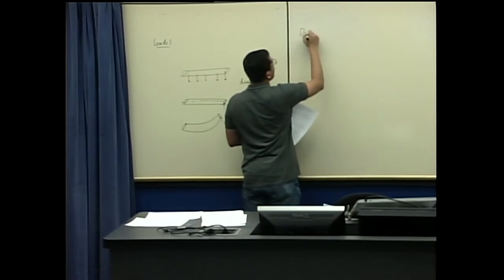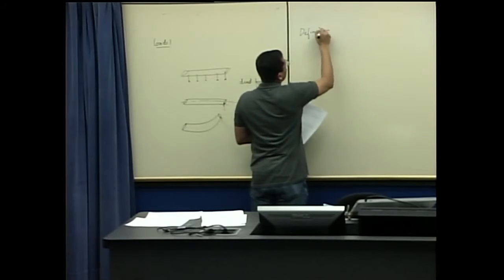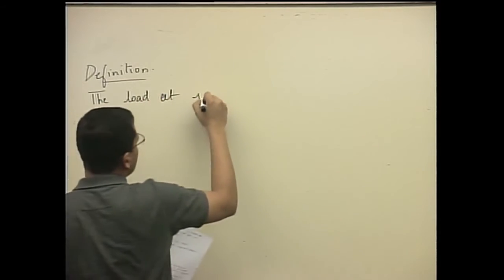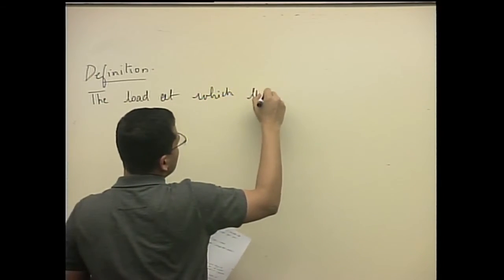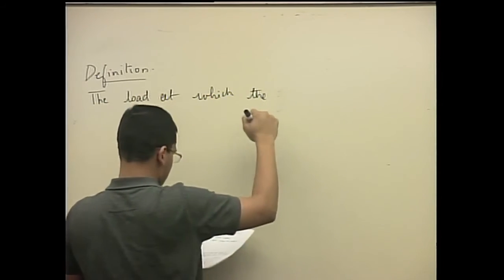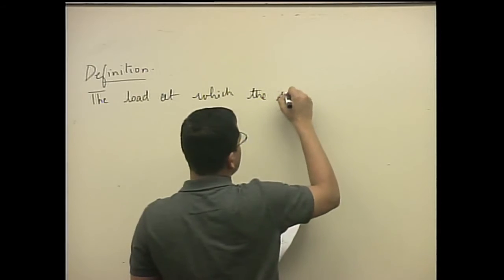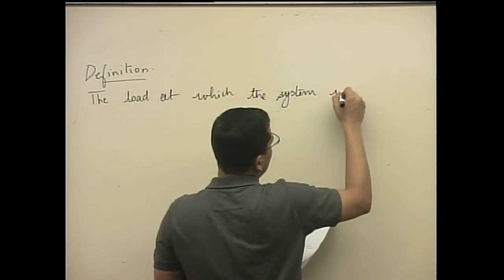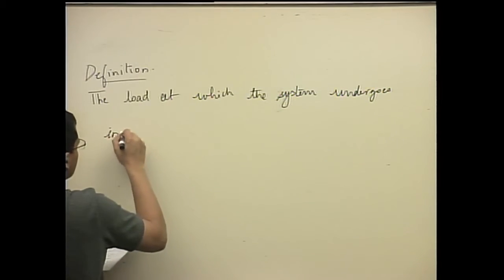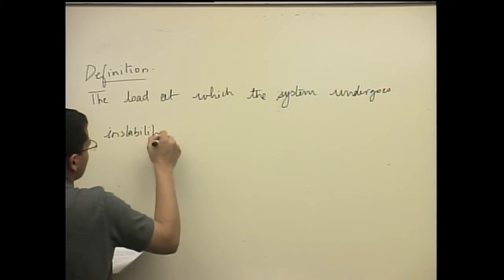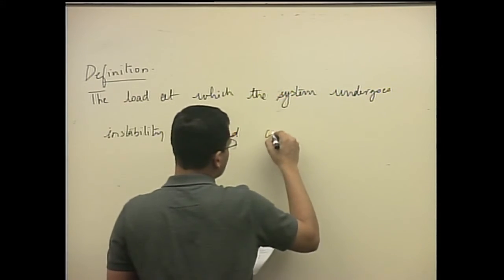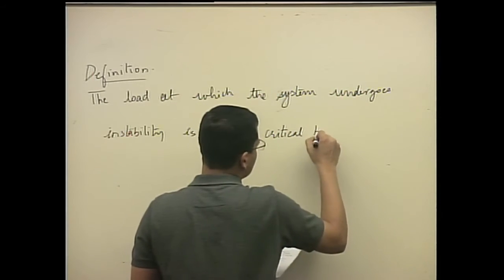Another definition. The load at which the system undergoes instability is called critical buckling load.